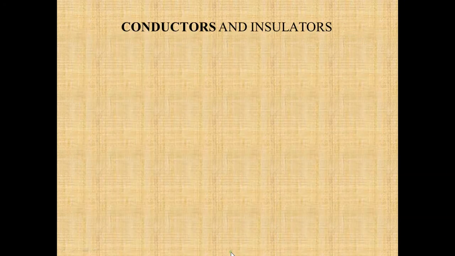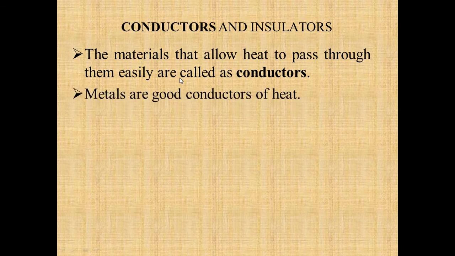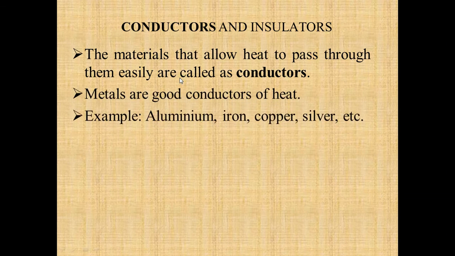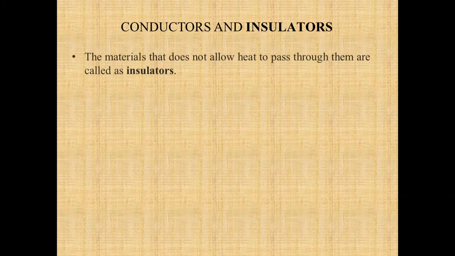So let's discuss what conductors are. The materials that allow heat to pass through them easily are called conductors. For example, metals are always good conductors of heat, like aluminium, iron, copper, silver, etc. So these are good conductors of heat. All the metals and all the alloys of metals conduct heat very easily.